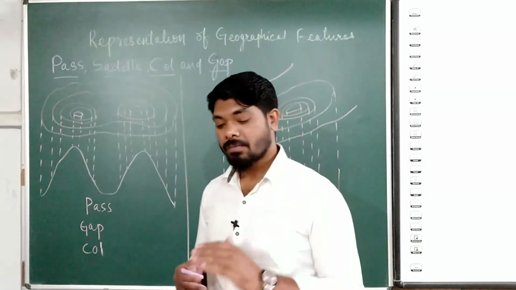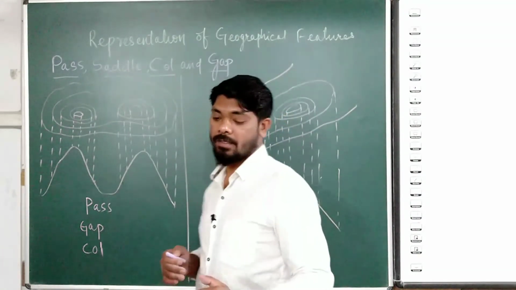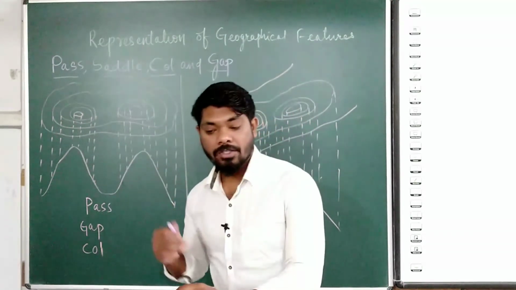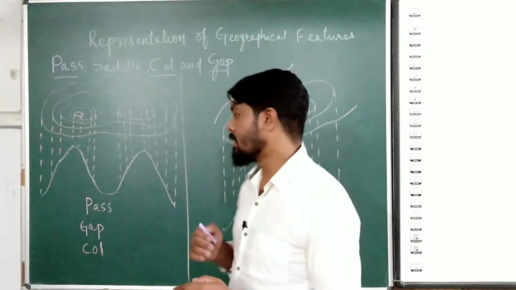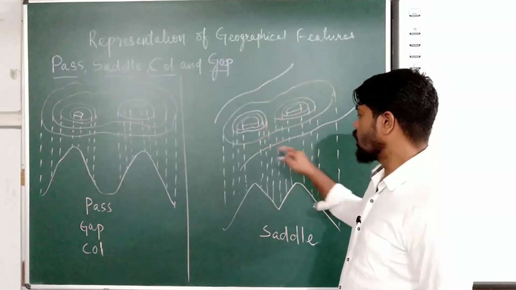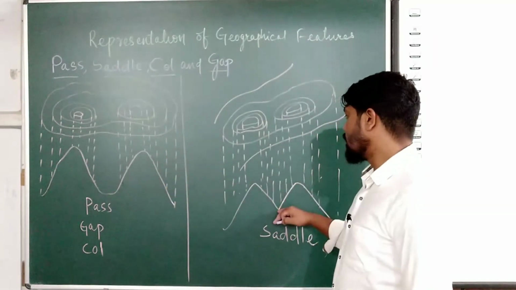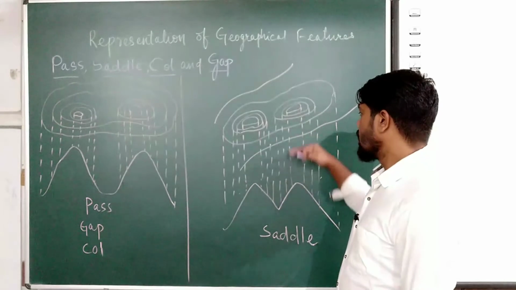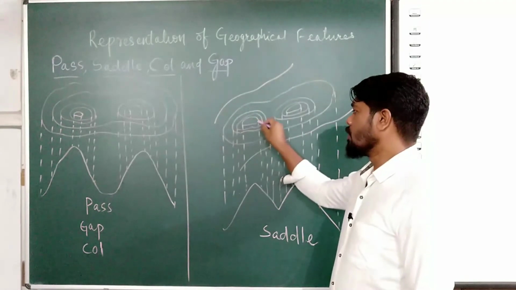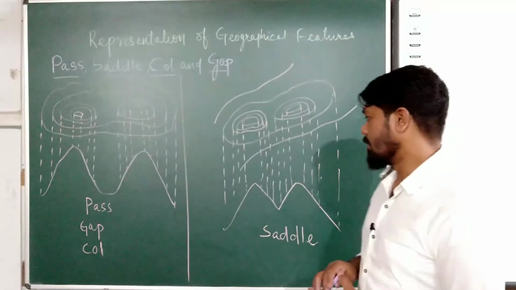Then you can have a saddle. A saddle is a shallow depression between two peaks. You can see in the original picture a saddle is a shallow depression between two peaks, shown a bit slanting. You can see there is no gap as you compare the pass and this saddle, so the steepness is more. You can see the contours are closely drawn. These are also closely drawn. That means it is a saddle.